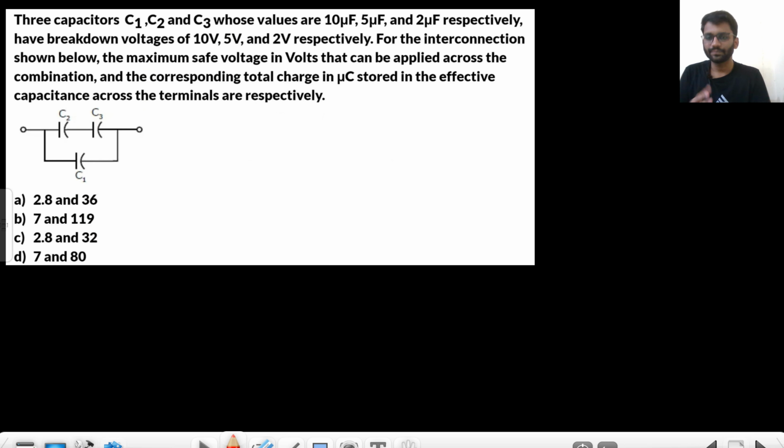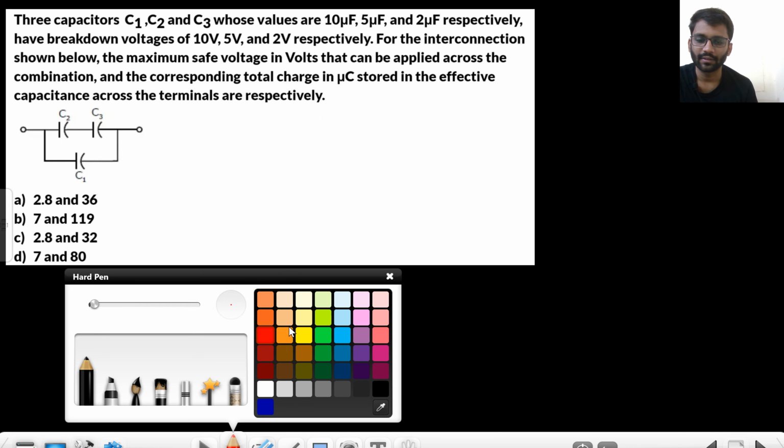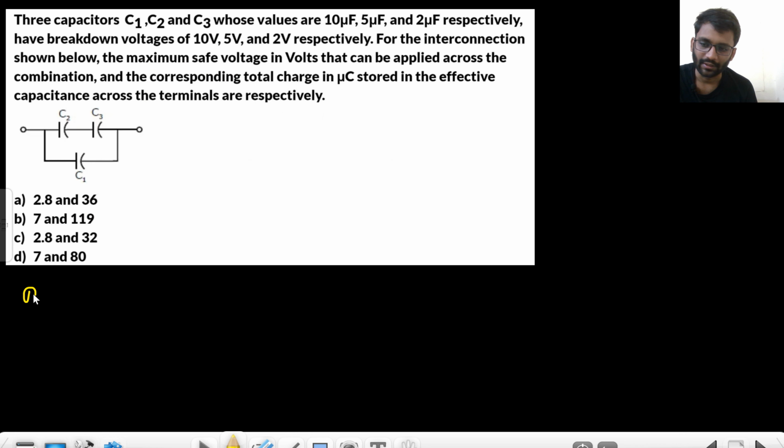This is a very good question. Now the thing is breakdown voltage. What is the breakdown voltage of a capacitor?